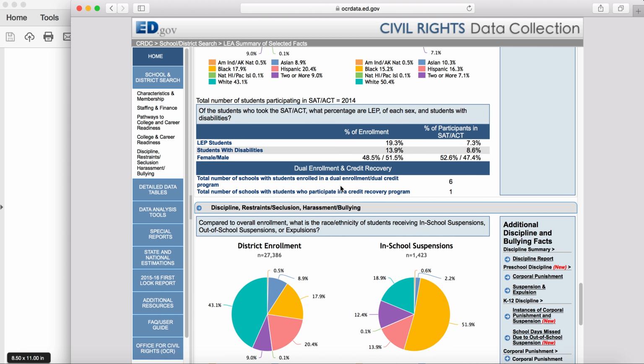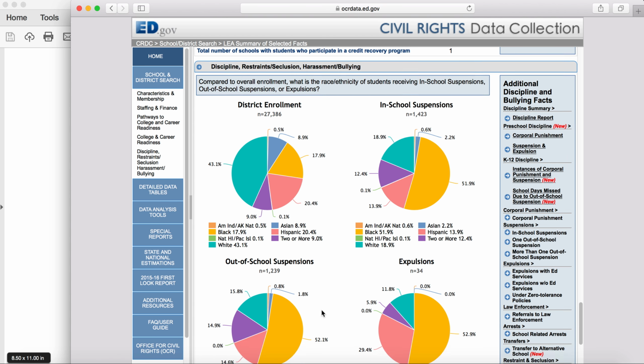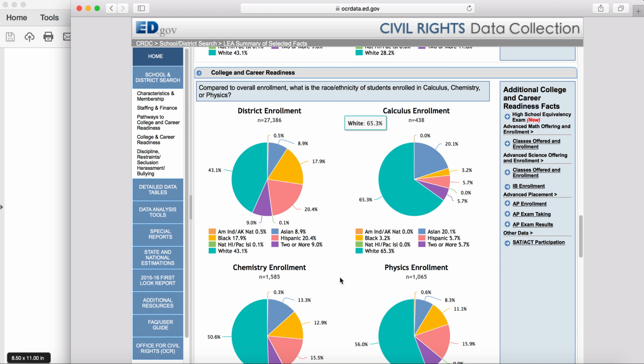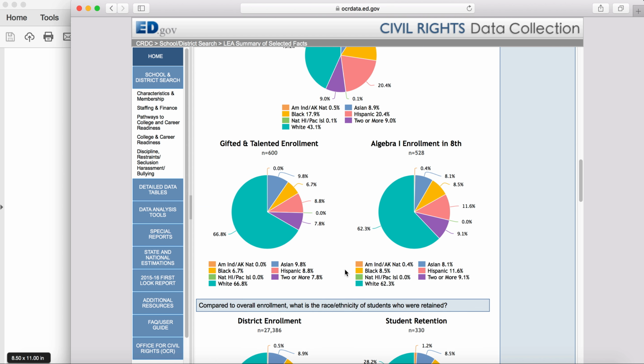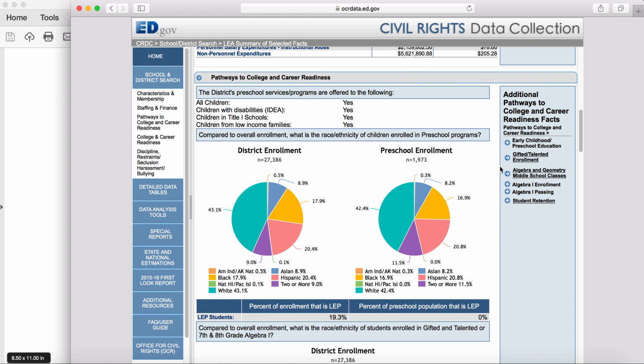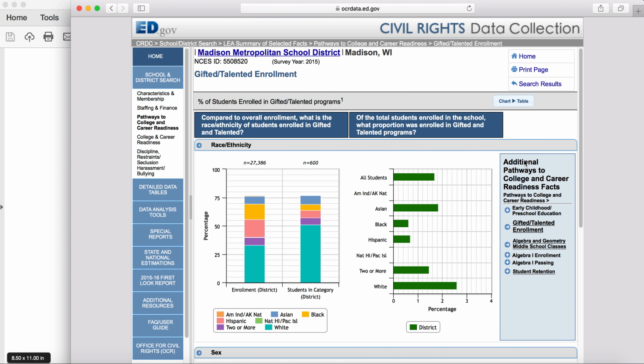A lot of other interesting data on here about suspensions, expulsions. OCR collects a lot of data. But once you look at these things, this is on the main page where you first land once you click on a district. There's also a little hidden spot over here on the right. So it's right next to the preschool and district enrollment. You can see gifted and talented enrollment. If you click on that, you get a specific page relative to gifted and talented education.